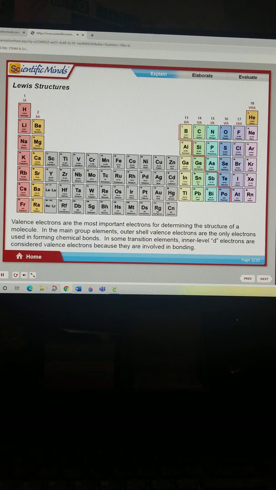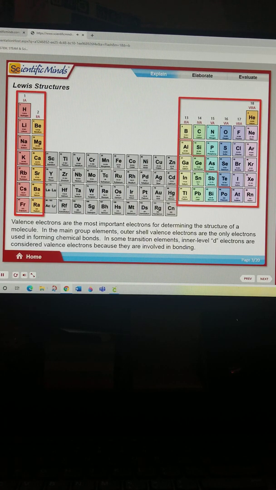Valence electrons are the most important electrons for determining the structure of a molecule. In the main group elements, outer shell valence electrons are the only electrons used in forming chemical bonds. In some transition elements, inner level d electrons are considered valence electrons because they are involved in bonding.